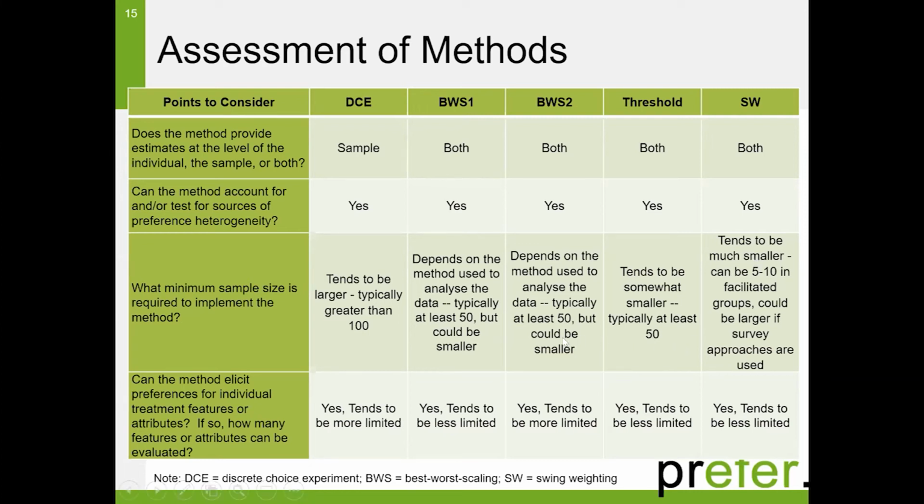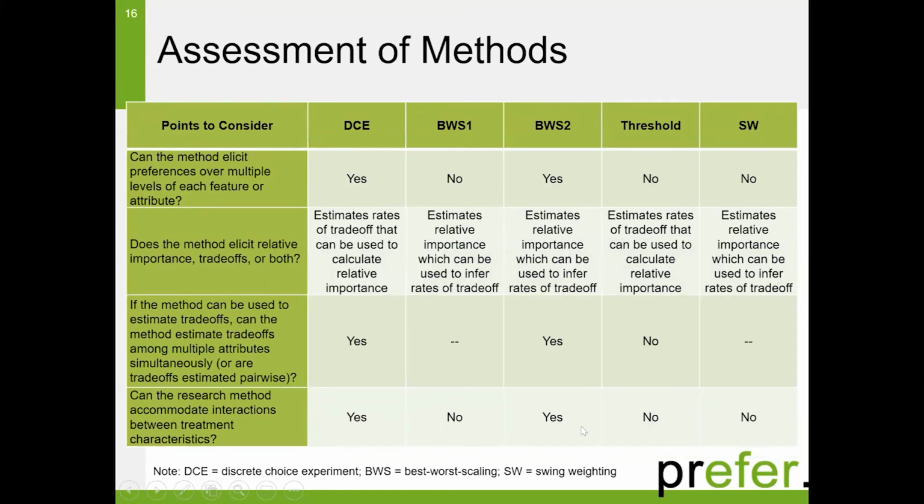And as previously noted, all methods can elicit preferences for individual attributes, but the number of attributes that each can accommodate varies. In general, discrete choice experiments and best-worst scaling case 2, because they are profile-based methods, tend to be more limited in the number of attributes that they can accommodate. But you can see here, this is somewhat vague because we don't have hard and fast rules on the numbers of attributes that can be accommodated by any method.